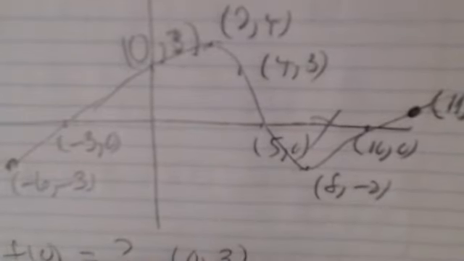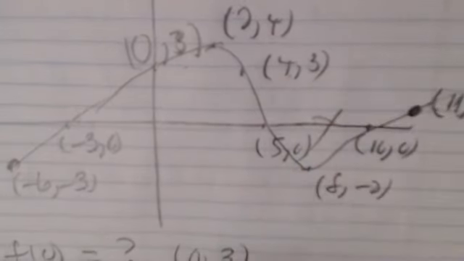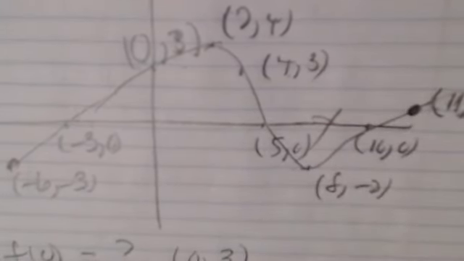He gives you that graph, and then he asks a question like this. f of 0 is equal to what? Well, you look at your graph. When x is 0, y is 3. If he wants f of 4, you look at your graph again. When x is 4, y is 3. If he wants f of 8, look at your graph. When x is 8, y is negative 2. So we're reading it straight off of the graph.